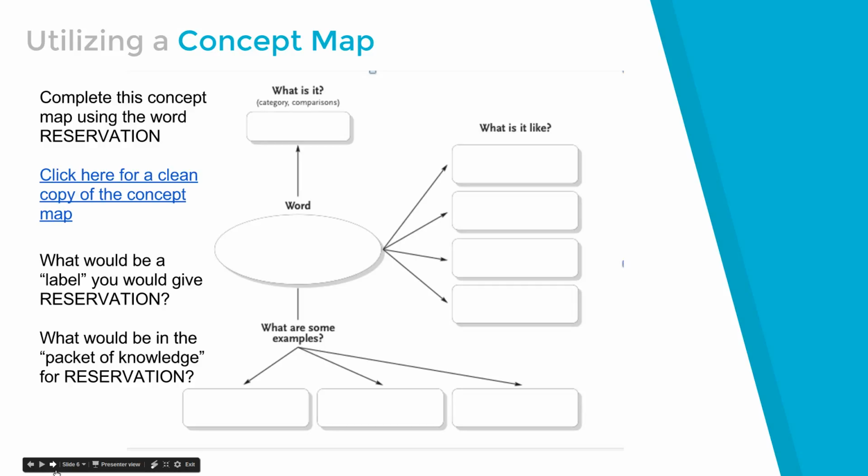So here's a great tool that I often use when teaching vocabulary, and it's called a concept map. In the center, where it says word, I would put reservation. What is this? Let's think about it. What is it like? What would be in a packet of knowledge for reservation? This is a great activity to do with kids. So you would write the word, write some examples, talk about comparisons, and then what it is like. I'll provide an example for you in the Google Classroom.